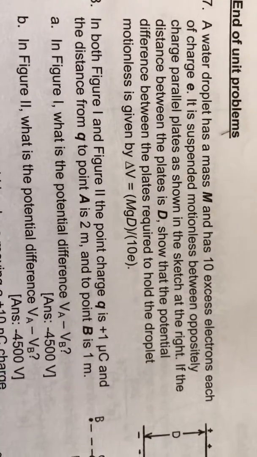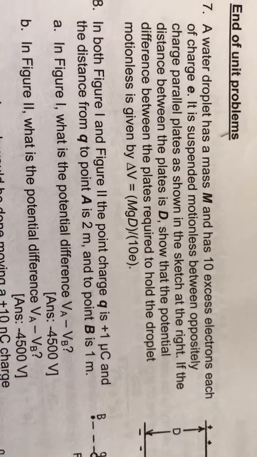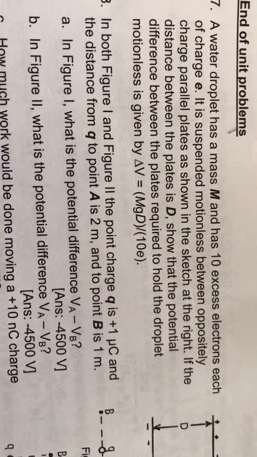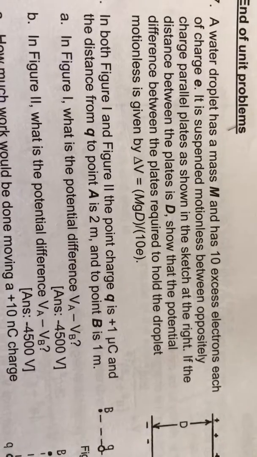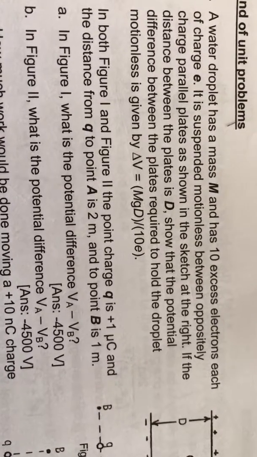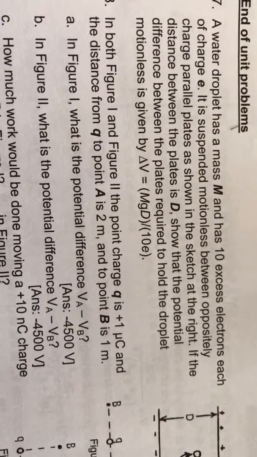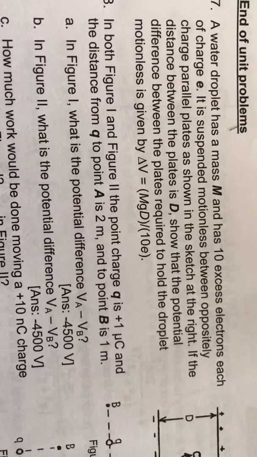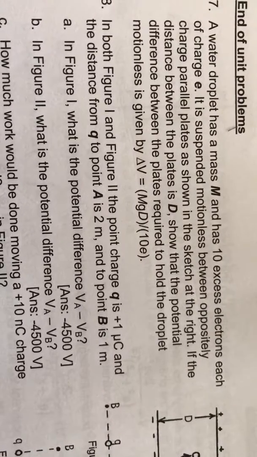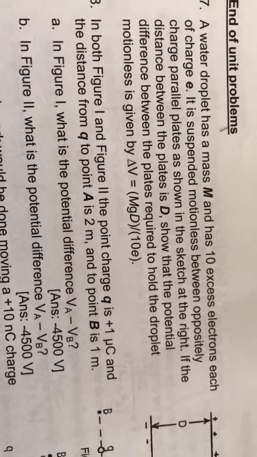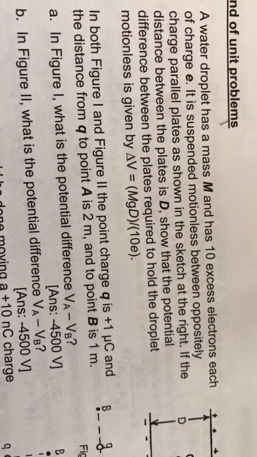A water droplet has mass m and has 10 excess electrons, each of charge e. It is suspended, motionless between oppositely charged parallel plates as shown in the sketch at the right. If the distance between the plates is d, show that the potential difference between the plates required to hold the droplet motionless is given by delta V equals mg times d over 10e. This is the graph.